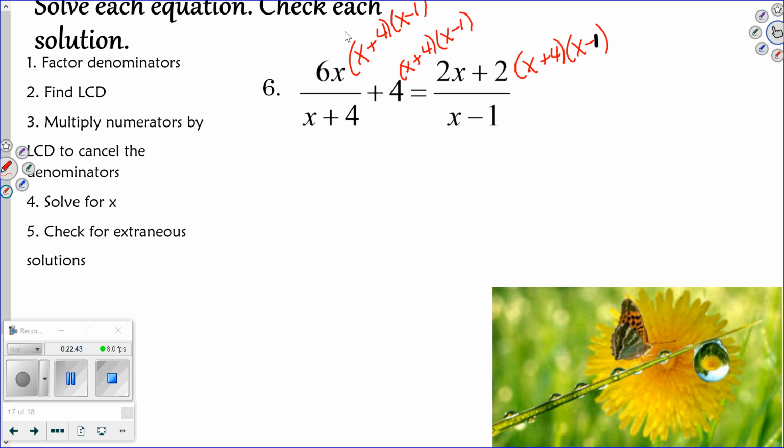All right, step 3, multiplying by the LCD to cancel the denominators. So from here, you're trying to cancel everything out. So in the first term, the x plus 4 cancels. So you're going to have to distribute and get 6x squared minus 6x. Okay? The next one, nothing cancels. Now the question always becomes, how do you multiply that?